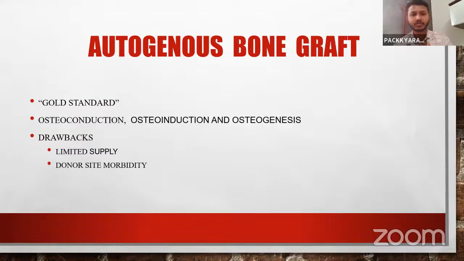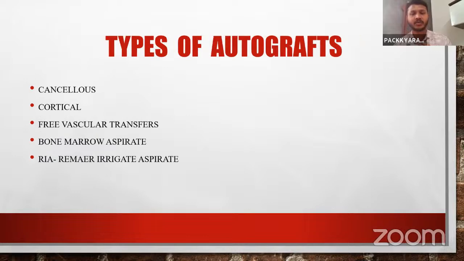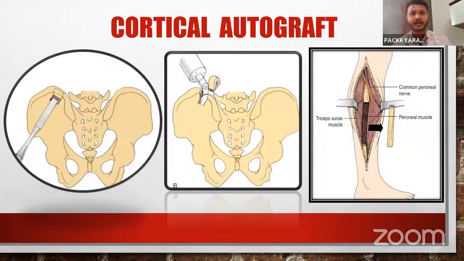Mostly these possess all three properties: osteoconduction, osteoinduction, and osteogenesis. What are the types of autografts? The cortical, cancellous, free vascular grafts, bone marrow aspirate, and the recently used reamer irrigate aspirate. This is a common set for harvesting cortical autograft.